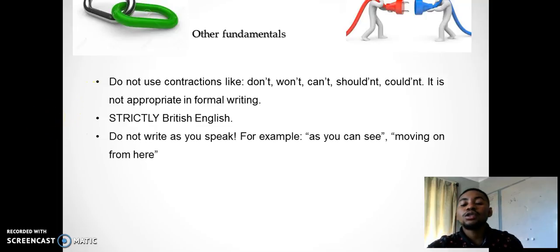Do not write as you speak. As you can see, moving on from here. Usually, you say this, you don't write this. How can someone see that moving on from here? It is not necessary for you to write that.